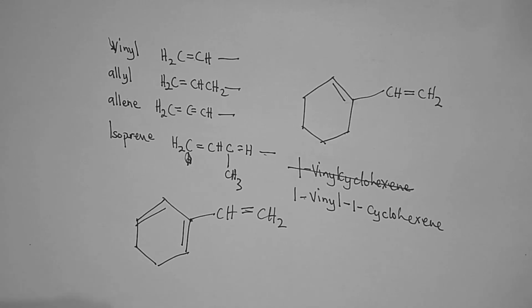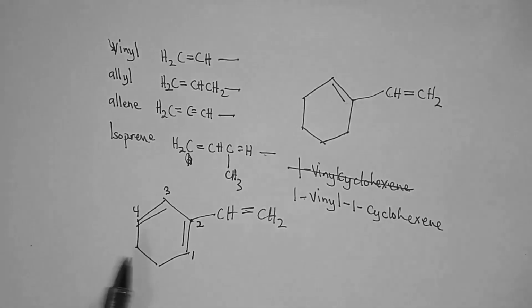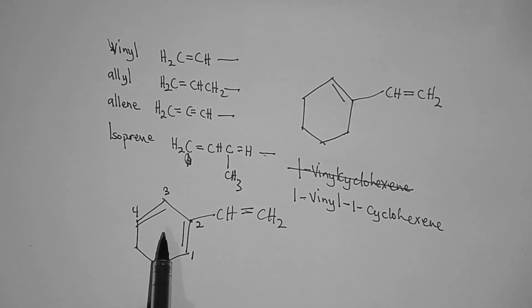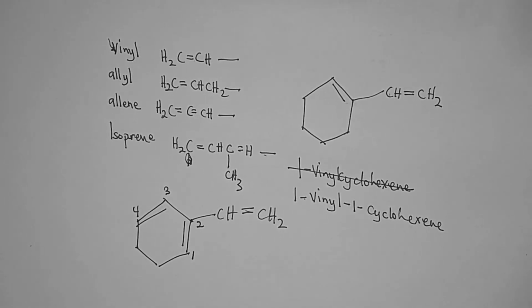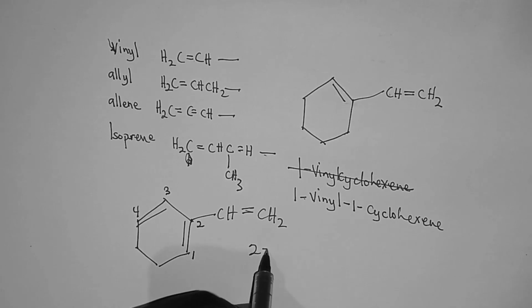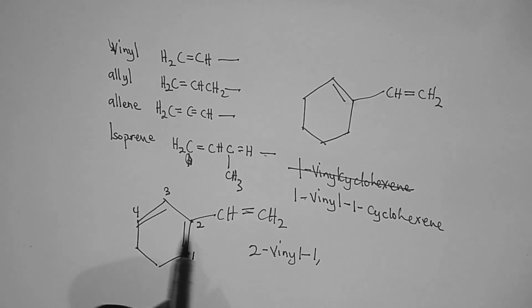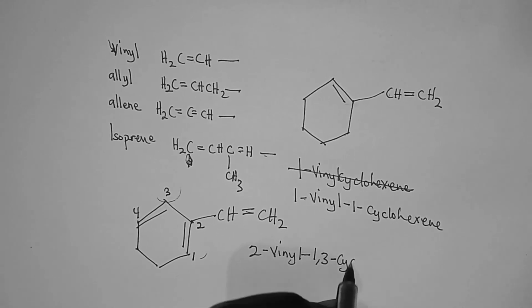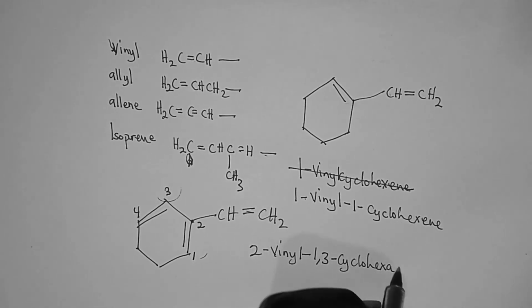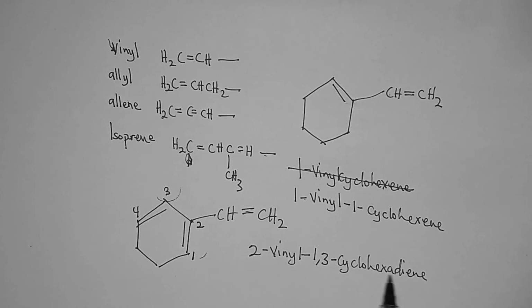You can see that we can start numbering from here, 1, 2, 3, 4. So it's a cyclohexane group that has 2 double bonds at carbon number 1 and carbon number 3. And then there is a vinyl group on carbon number 2. And therefore, this is 2-vinyl, then 1,3-cyclohexadiene. So the name of this molecule is 2-vinyl-1,3-cyclohexadiene.